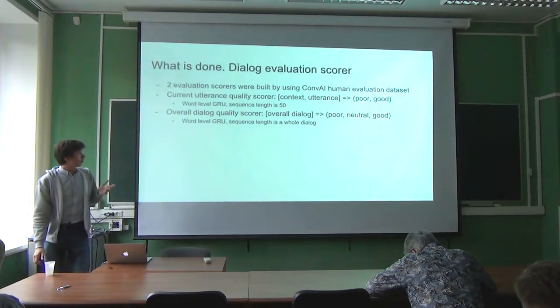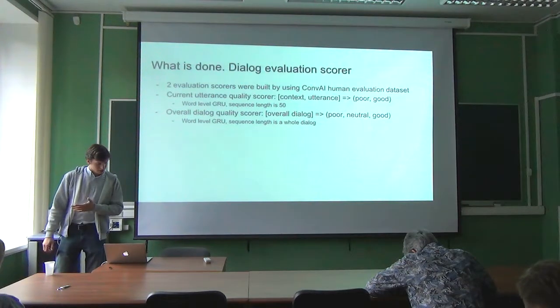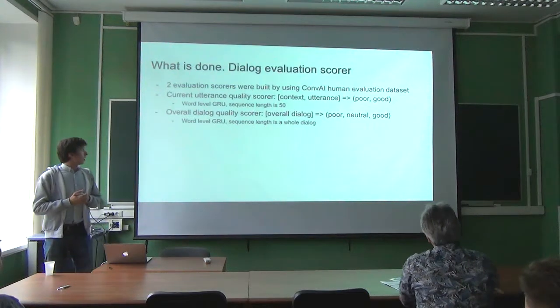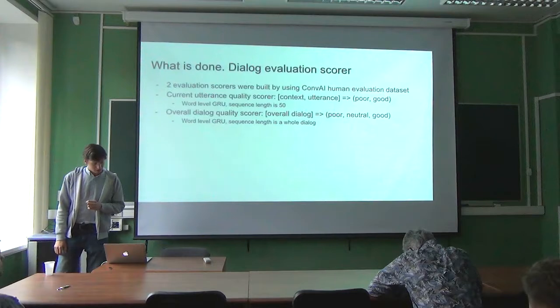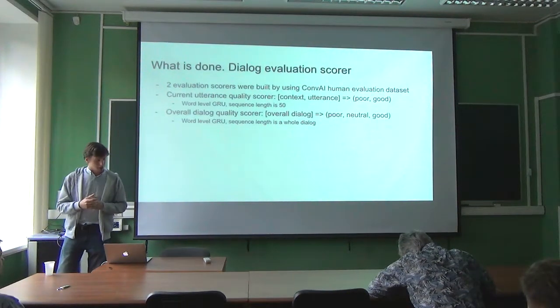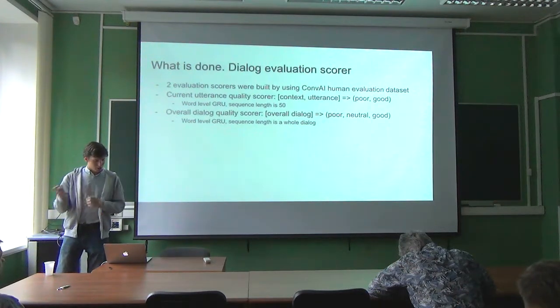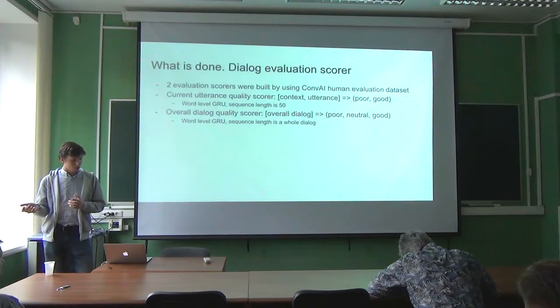We built two evaluation scorers using the human evaluation dataset. Both scorers are word-level recurrent neural networks with GRU units. The first scorer scores the current utterance by handling context and utterance, and returns two labels, poor or good utterance.